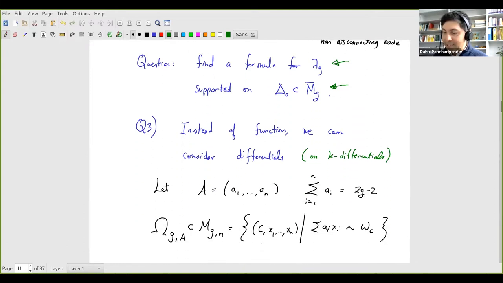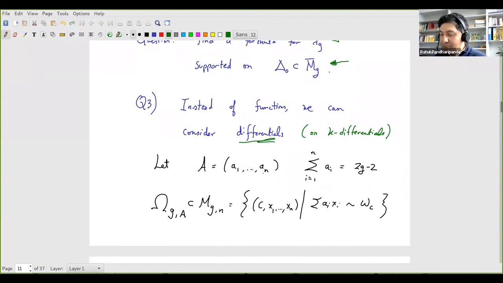And the third question I want to say something about is that instead of functions, we can consider differentials or K differentials, but let's just start with differentials. That's more or less the same question. If I start with a vector of zero and pole data, that now sums to 2g minus 2, then I can look at the locus in MGN where the pointed curve gives me a line bundle that's isomorphic to the canonical bundle. Another way to say it is that this data is the data of zeros and poles of an actual meromorphic differential. So it's more or less the same style of question: before we asked about a rational function, and now we can ask about a differential.